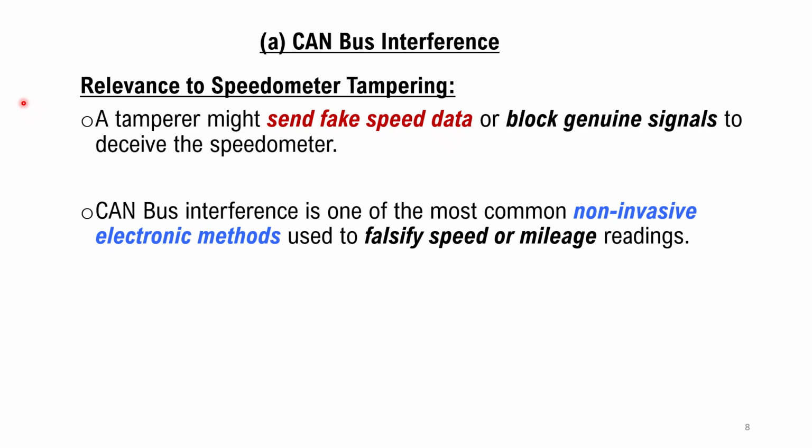It is relevant to speedometer because a tamperer might send fake speed data or block genuine signals to deceive the speedometer. CAN bus interference is one of the most common non-invasive electronic methods used to falsify speed or mileage readings.